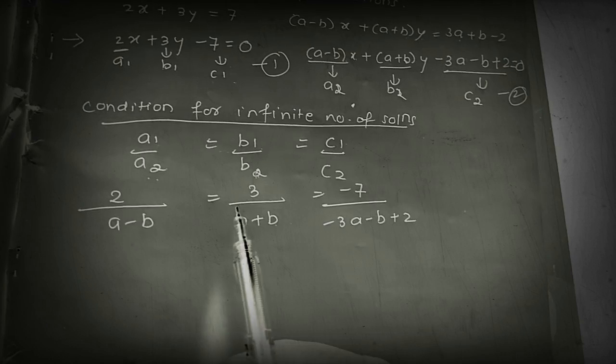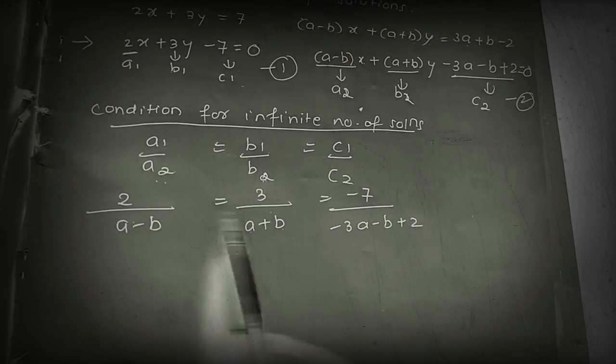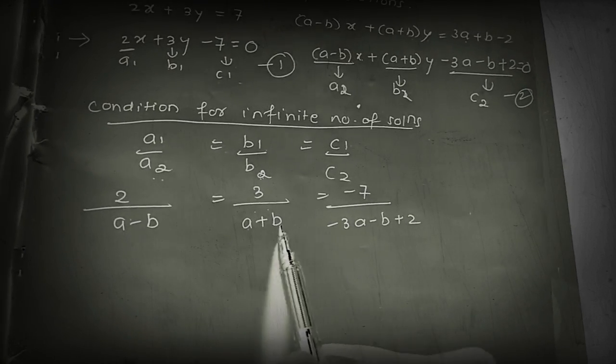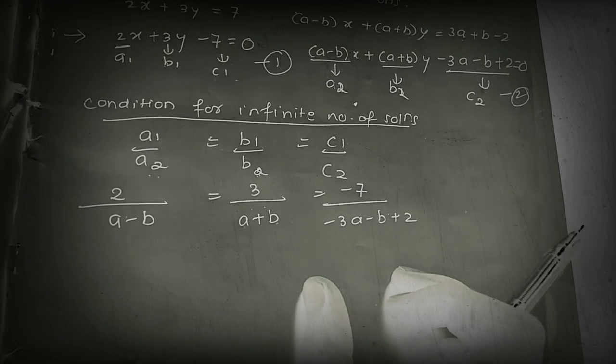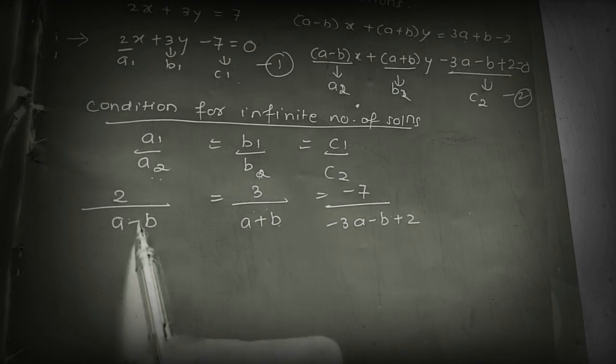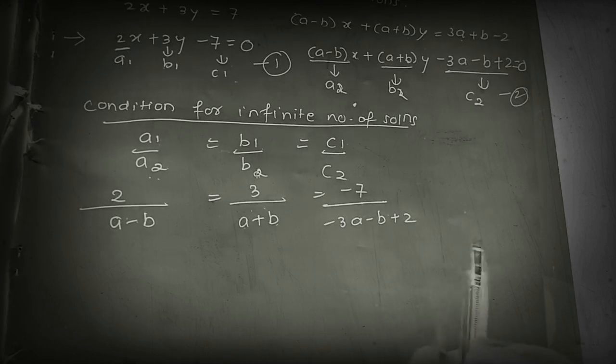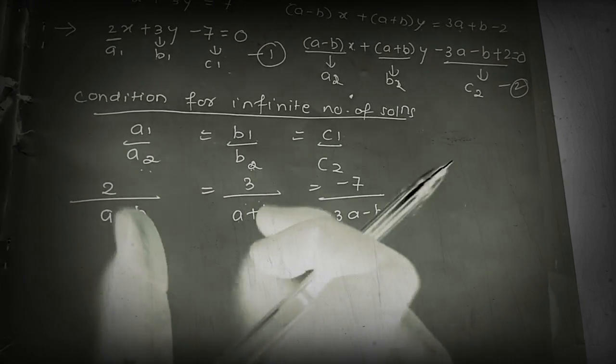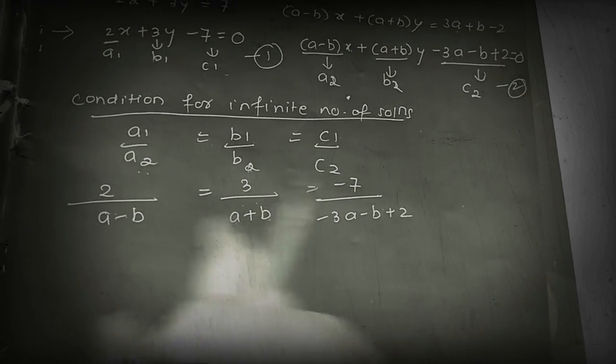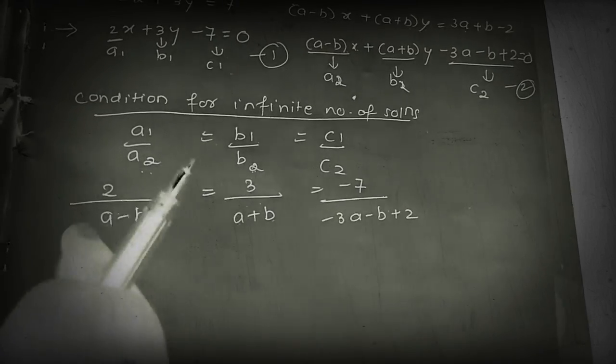So let us form two equations. If I equate these two, I will get one equation. Next, if I equate these two, I will get one more equation, and if I equate these two, I will get one more equation. As I need only two equations, I will equate these two and these two. Instead, you can equate these two, and the last and the first.